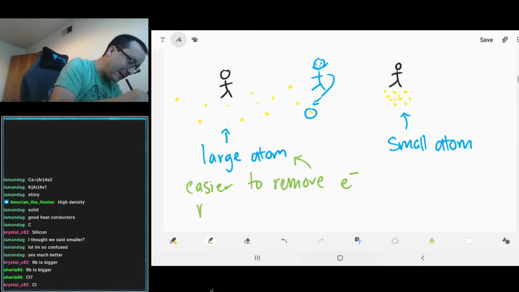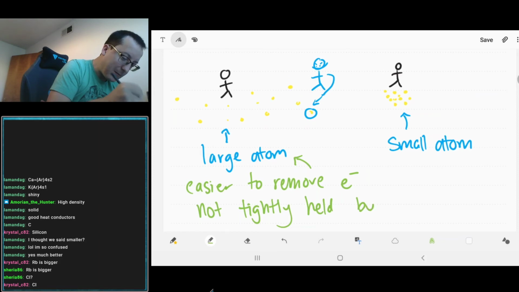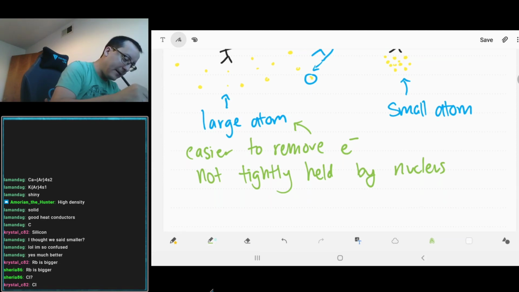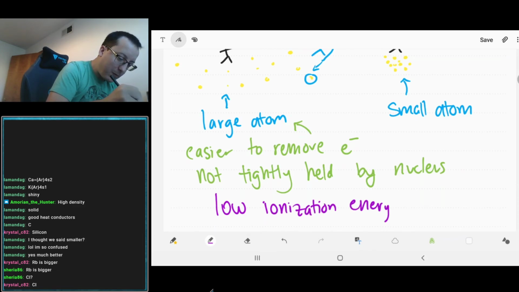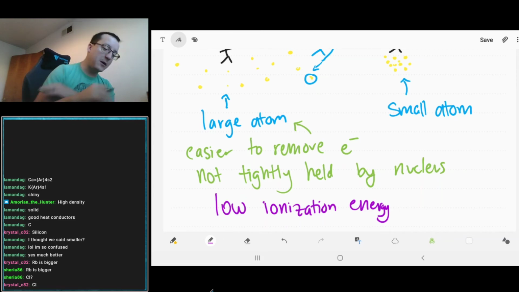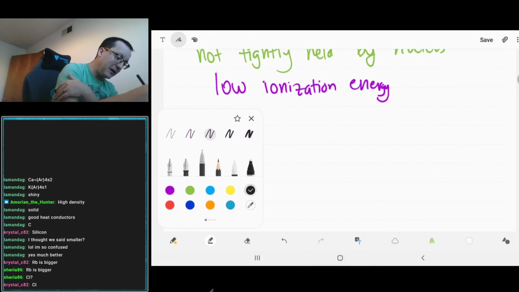Okay, because they're not tightly held by the nucleus. And that means that this is going to have a low ionization energy. Right? It's easy to take the electron, so it does not require a lot of energy to do. However, to try and take an electron from the small atom is going to require a lot of energy because those are held nice and tight, close to the nucleus. And so we're going to see, boom, here's our periodic table again.